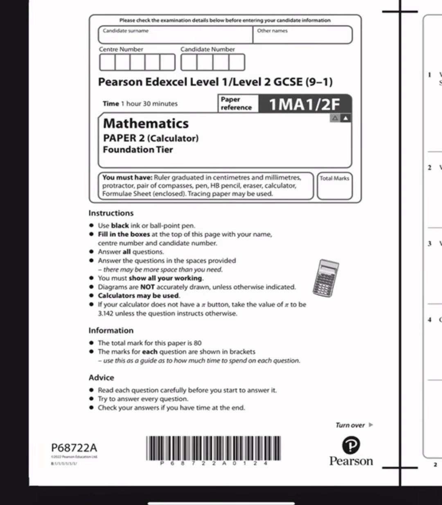This is my second paper, which is your paper 2 calculator paper, foundation tier from November 2022. And this is the paper we'll be discussing for this part. I'm not sure how many parts this is going to have, but it will most probably have a maximum of 3 parts, similar to the paper 1 that we had as well.